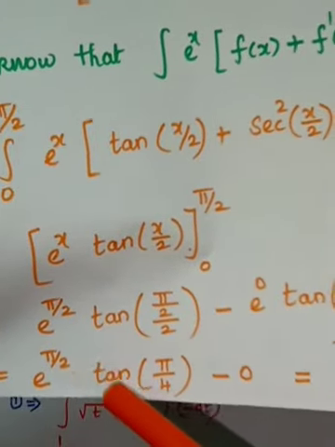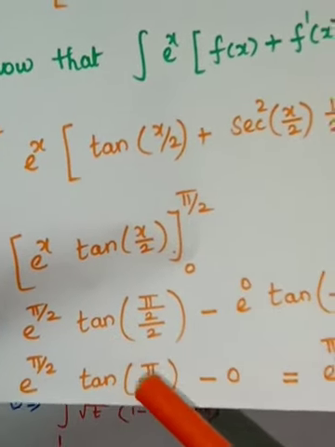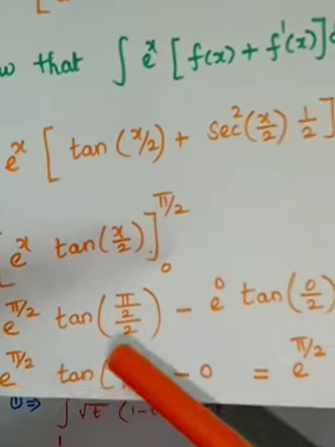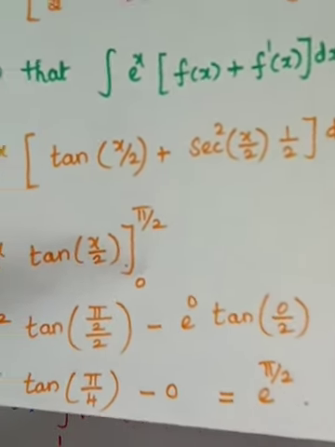Okay, see now tan pi by 4, tan 45 degree is 1. So 1 into e power pi by 2. So the answer is e power pi by 2.